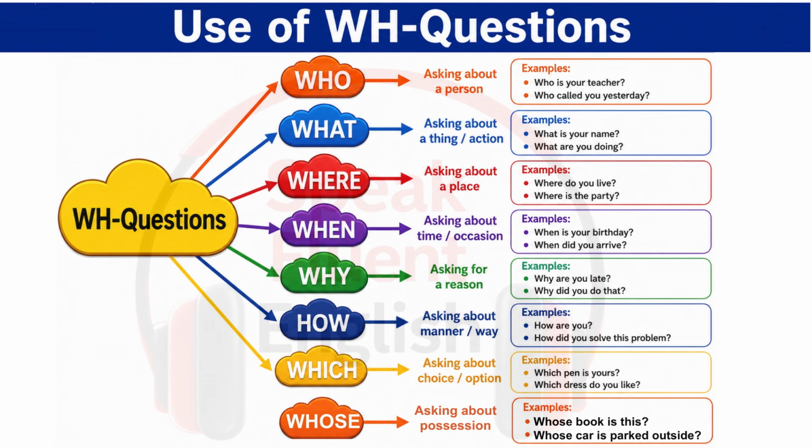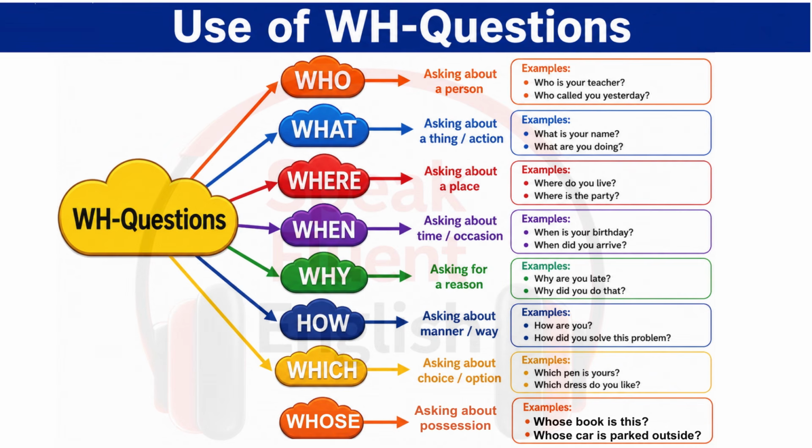Let's begin. First, who. We use who to ask about a person. For example, who is your teacher? Who called you yesterday? Who is your best friend? And who helped you today? It helps us ask about people.